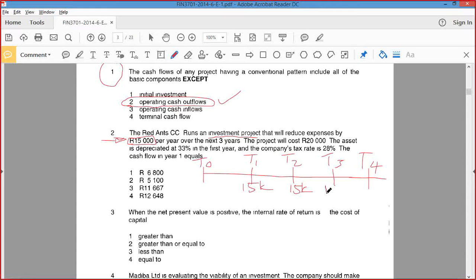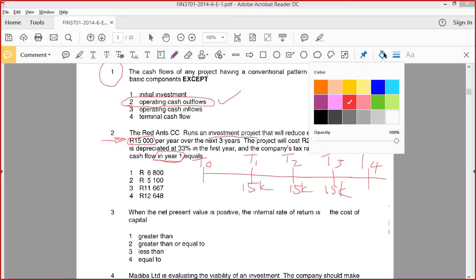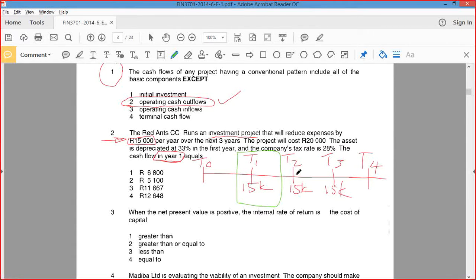Yeah, but we don't take the initial cost because what it's asking for is the cash flow in the first year. So it would be 15,000 plus whatever the depreciation is. Well, 15,000 less the depreciation, because the depreciation would create a tax saving. So there would be a benefit. Okay.